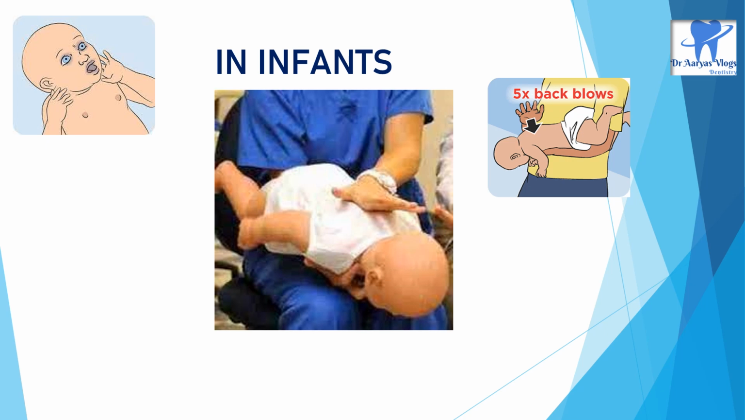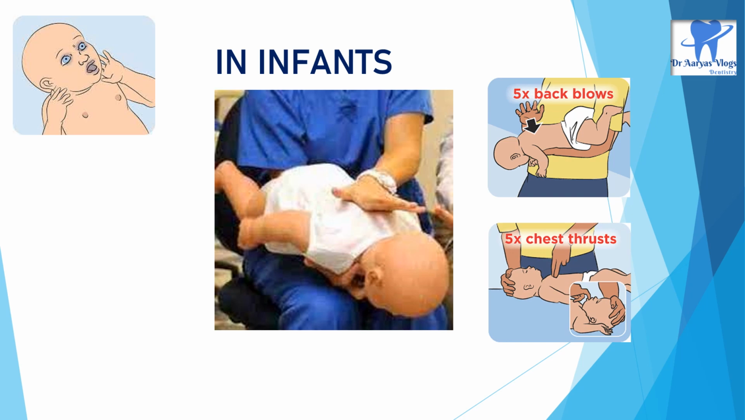Then place the infant in your lap, facing head downward, slightly lower than the chest. With the heel of your hand, deliver up to 5 forceful back slaps between the infant's shoulder blades. Deliver each slap with enough force to attempt to dislodge the foreign body. This is the 5 back blows, that is back slaps.